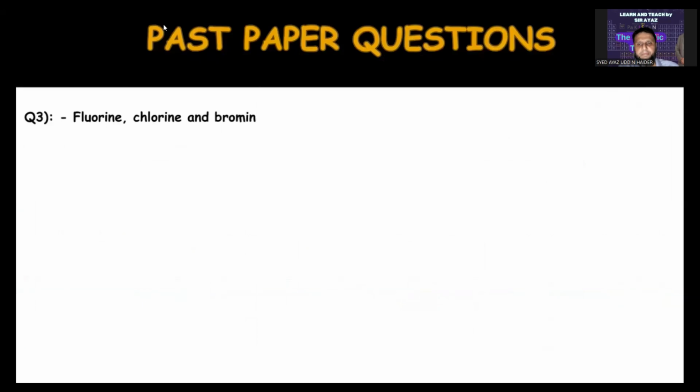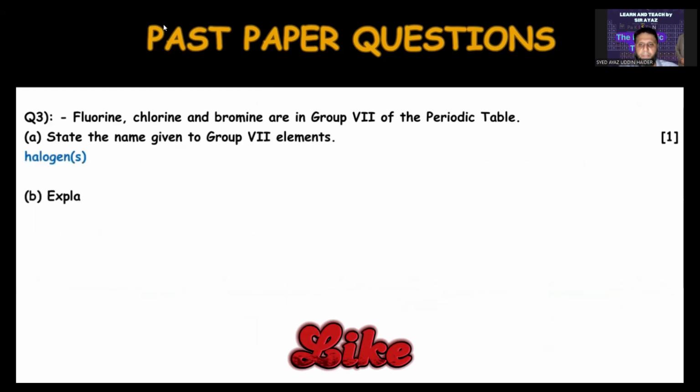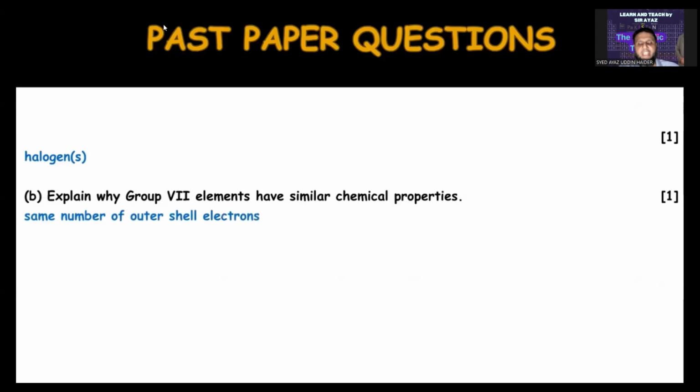Coming back to the question, they are asking the name of the group 7 elements. They are known as halogens. In part B, they ask, explain why group 7 elements have similar chemical properties. Simply, you have to write same number of outer shell electrons.